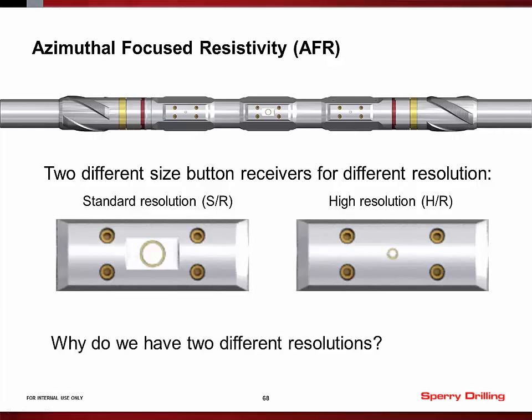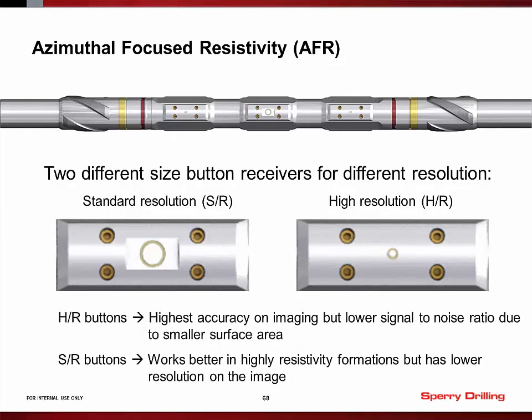So the question then is, why do we bother with two different sizes? You would think that we would just go with high resolution buttons and that would be enough. Well, the problem is that they each have advantages and disadvantages, and the high resolution button on its own would limit what we can do. The reason being that because it has such a small surface area, when you bring that in front of a formation which has a very high resistivity, the current that's flowing out through that button gets very small and it becomes very difficult to measure.